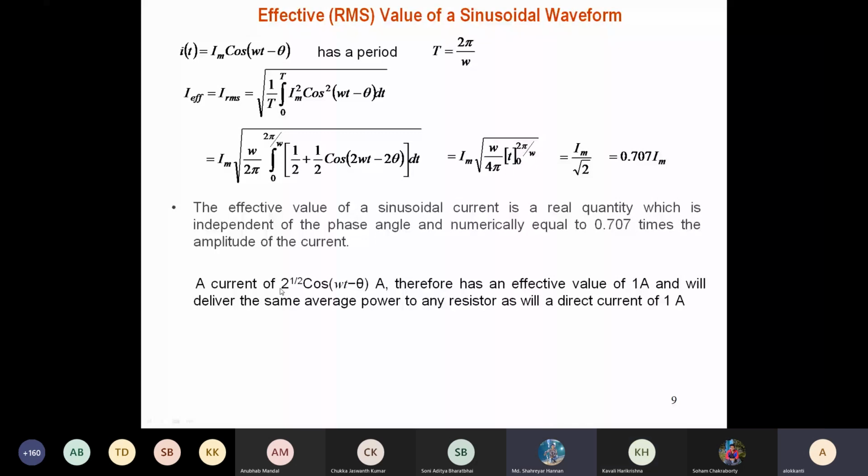If root 2 times cos (omega t minus theta) is your alternating current, it will give an effective value of 1 ampere, and it will deliver the same amount of power to any resistor as a direct current of 1 ampere. A direct current of 1 ampere will give whatever amount of power. An AC quantity of root 2 cos (omega t minus theta) will give the same amount of power over one cycle.